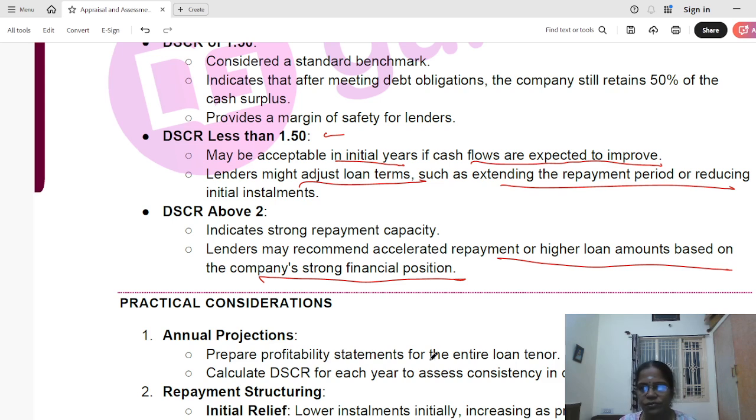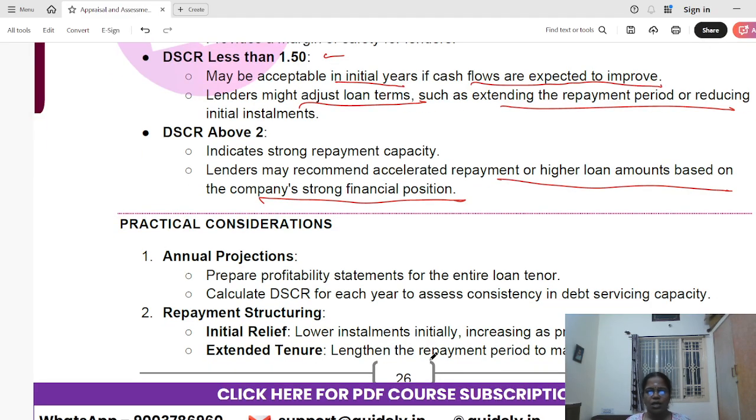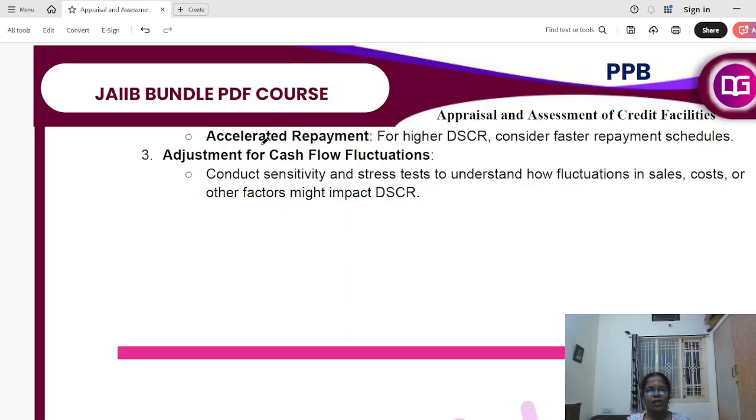Practical consideration: they have to look into the annual projections and the profitability statement for the entire loan tenor. For each year they calculate the debt service coverage ratio and see how much debt servicing capacity there is. Repayment structuring: initial relief, lower installments initially, increasing as profitability grows, extending and lengthening the repayment period to match projected cash flows. Finally, accelerated repayment: if DSCR is high, consider a faster repayment schedule, and they will give a faster repayment schedule.